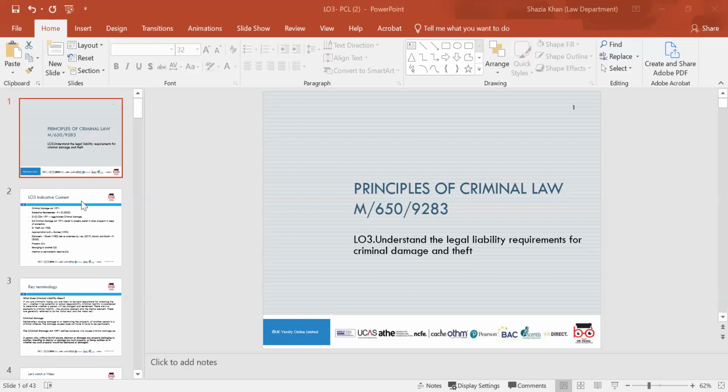So now we're going on to learning outcome 3, which is to understand the legal liability requirements for criminal damage and theft. So to understand that, firstly, is what criminal damage is, and that's really important to identify in regards to elements of theft as well. The Act defines someone who causes criminal damage as a person without lawful excuse, destroys or damages any property belonging to another, intending to destroy or damage any such property, or being reckless as to whether any such property would be destroyed or damaged.